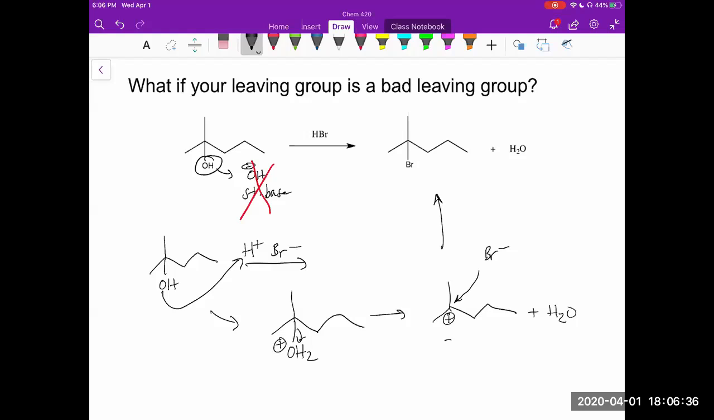Okay. This mechanism goes through a pretty stable tertiary carbocation. And the trick there was, like we saw earlier, protonating, which is a very common trick, to turn that OH into a good leaving group, and it leaves as water, giving us the carbocation. And then from there on out, the mechanism's easy. The reaction goes pretty smoothly, bromide attacks, and there you are.